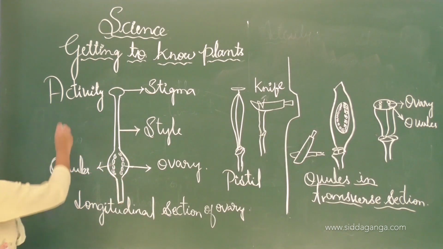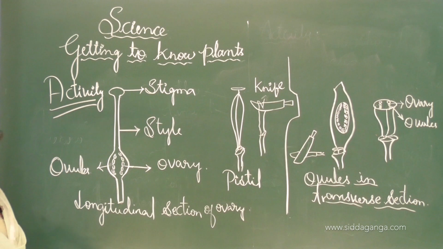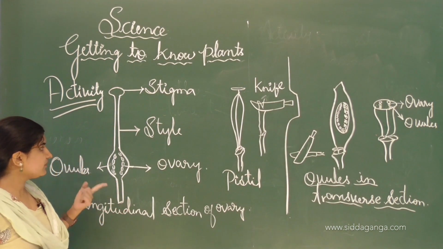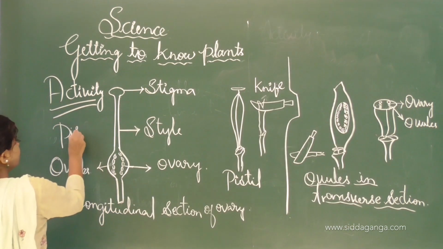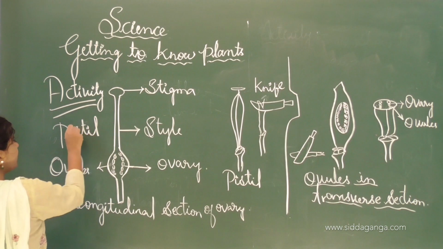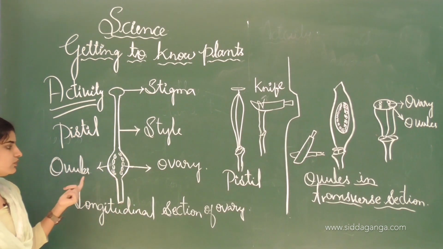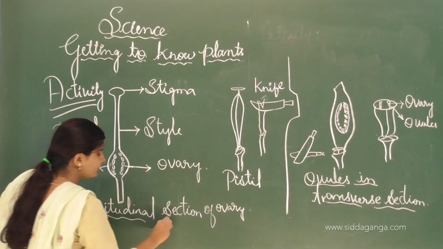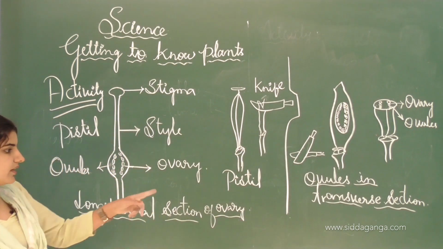See, this is the activity where we can easily identify the reproductive part of a flower. It is the female reproductive part of a flower, that is the pistil. And this pistil can be divided into three parts: stigma, style and the ovary, in which ovules will be present. This is all about the different sections of the ovary: longitudinal section and the transverse section.